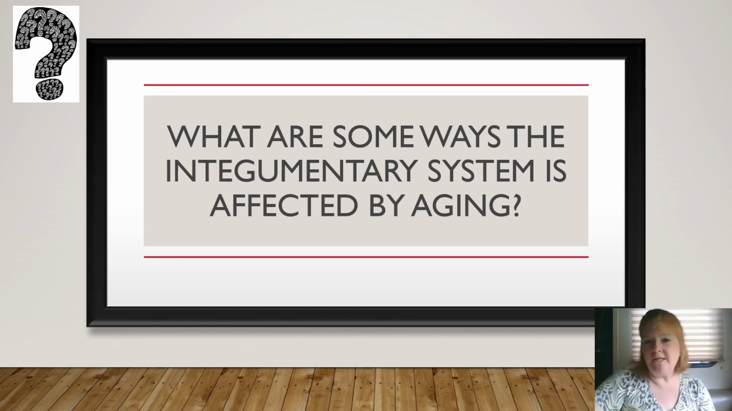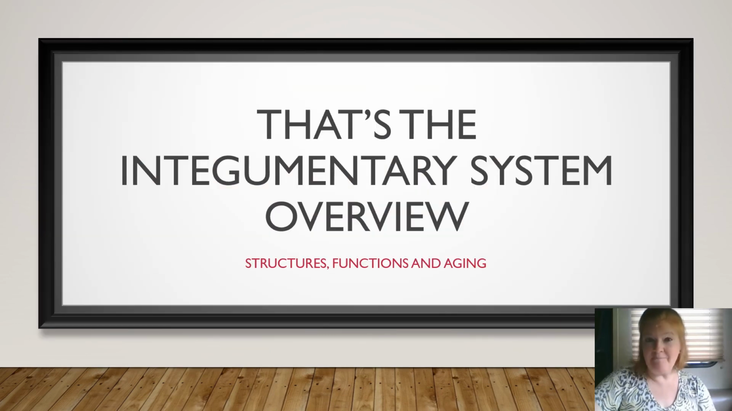So what are some ways the integumentary system is affected by aging? Let's see if we can list a few. Hopefully you remember some. Try it out. Okay, that's it. That's an overview of the integumentary system. We did structures, we did functions, and we talked about aging. So you know it. I hope you learned something new today.